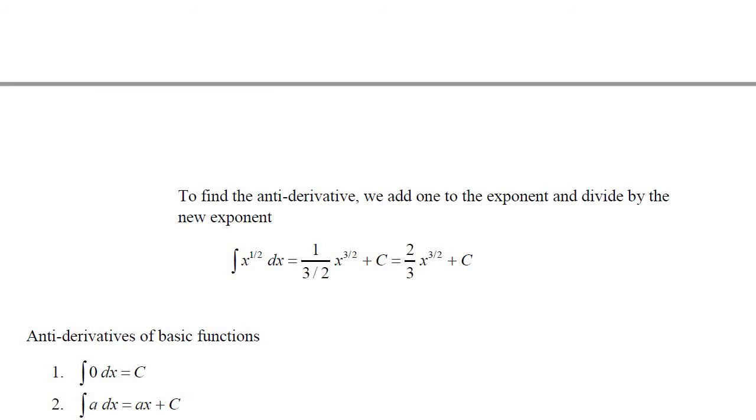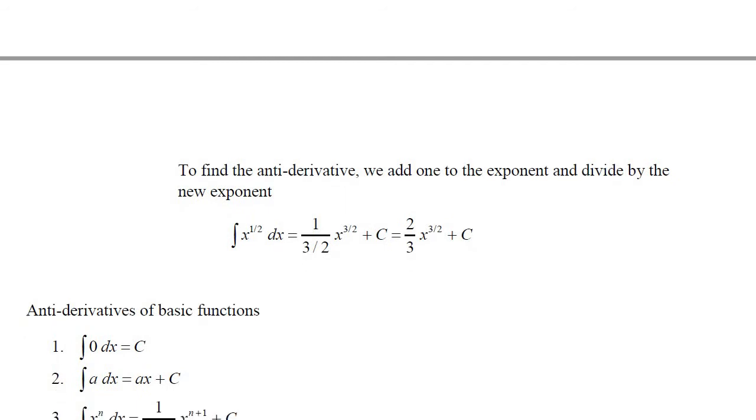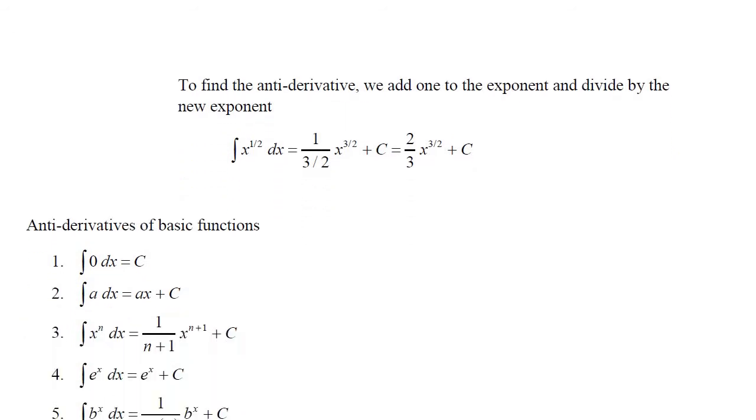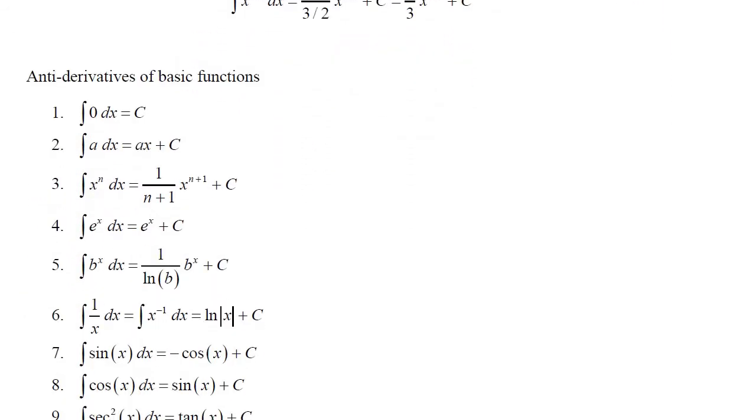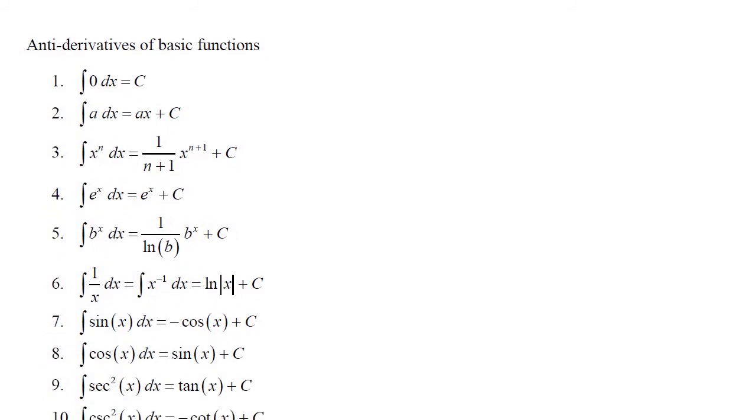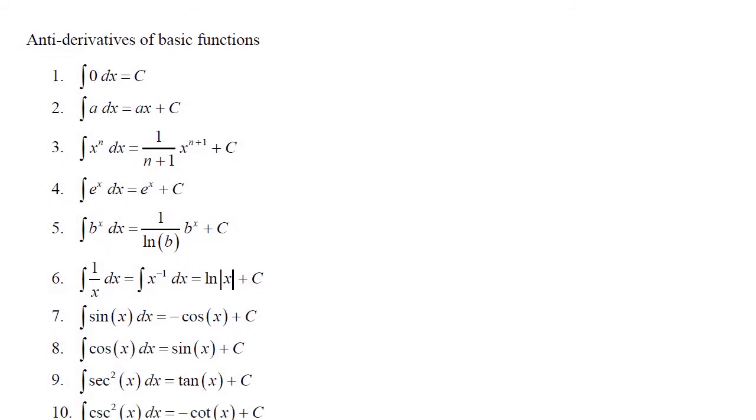Alright, so let's take a look at some basic rules for antiderivatives. What this is doing is going through all those derivative rules that we saw, well, not all of them, but many of them, and doing the antiderivative of them. So here I'm doing the antiderivative of some of our basic functions. The antiderivative of 0 is a constant. The antiderivative of a constant is going to be that constant times x plus c.